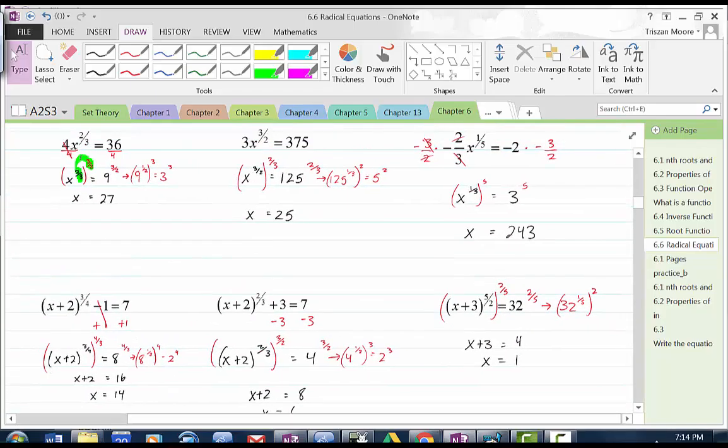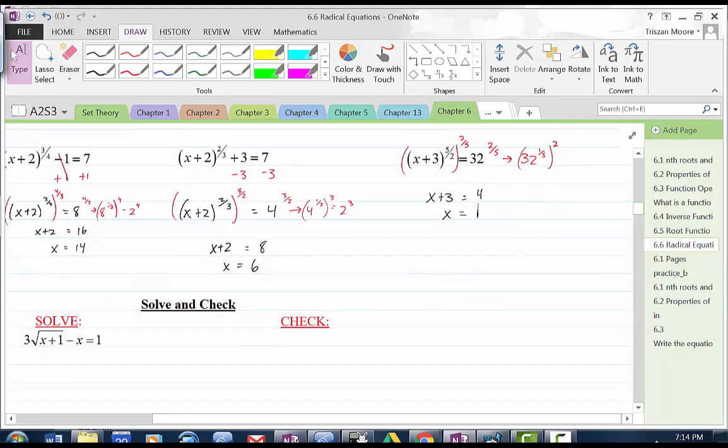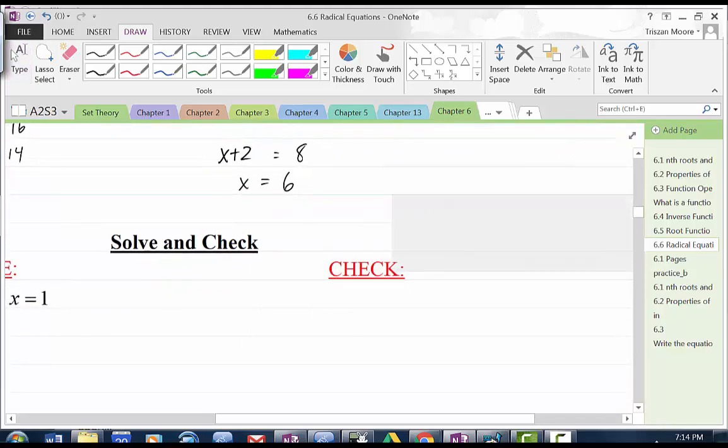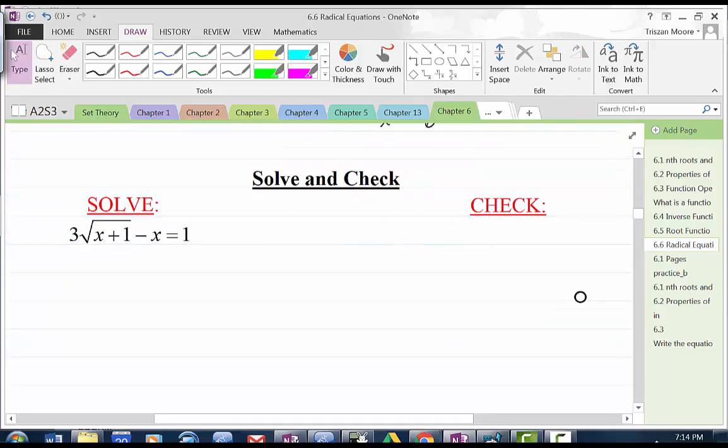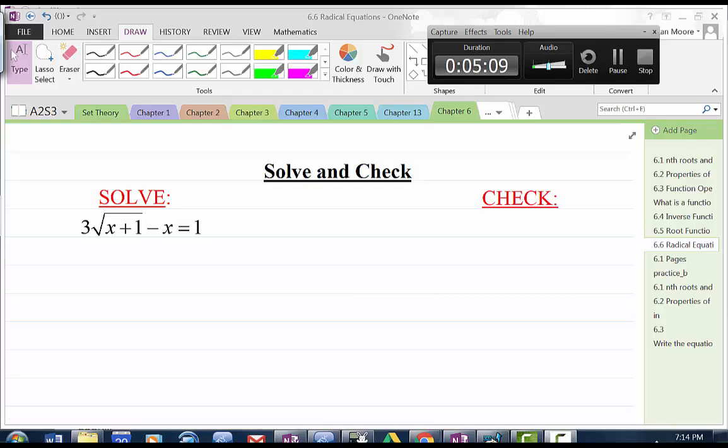So this, obviously you can see this is not a problem either. Now we can actually do problems like this now. What I want you to notice is that nothing's changed. We can do the same exact thing for this problem.